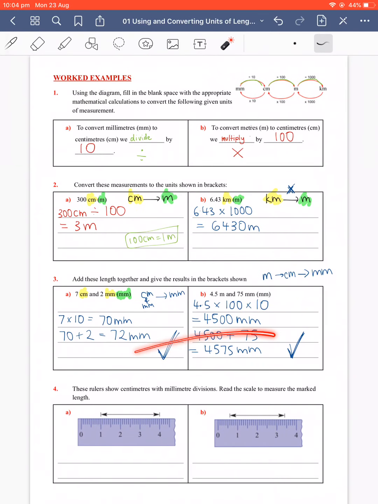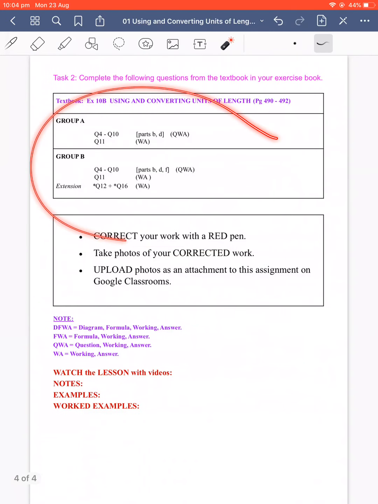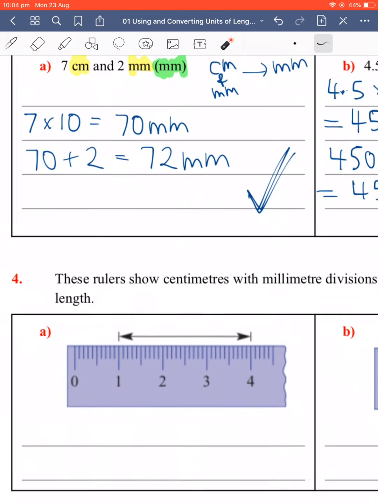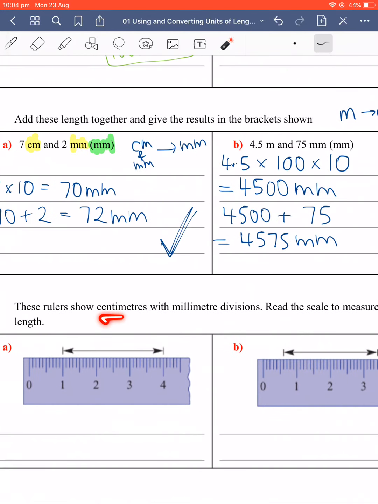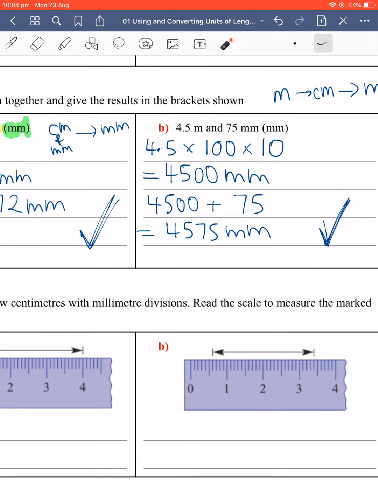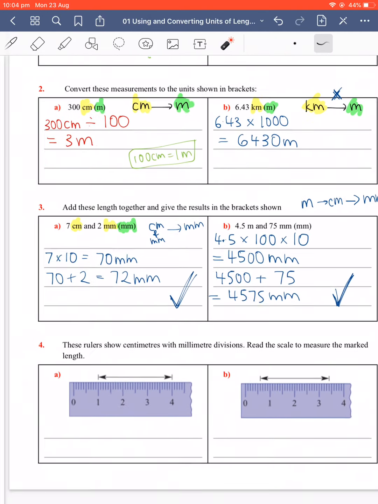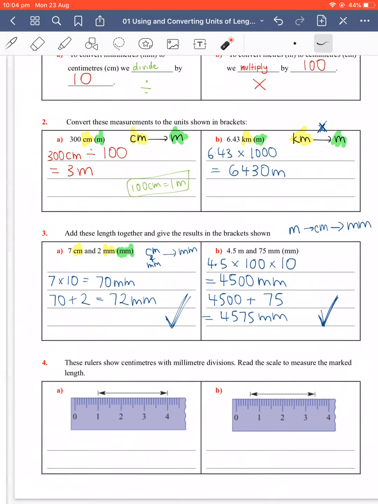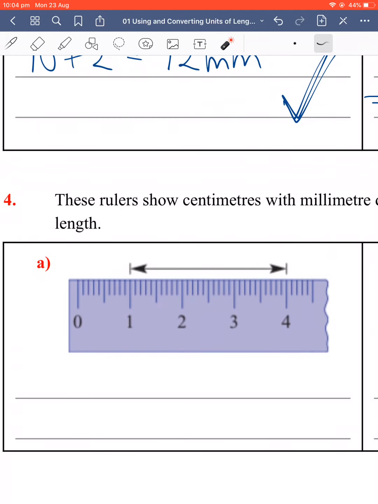Okay, last little one, then you can hop on to your questions. Won't that be exciting? So we've got our rulers, and again we have our centimeters and our millimeter divisions, and we want to read the scales marked on the length, and pick the most appropriate unit of measurement. If it's in that millimeter realm, you're going to use millimeters. If it's a nice whole number like it is here, I'm going to have centimeters. So for this particular one, I'm going to have centimeters.